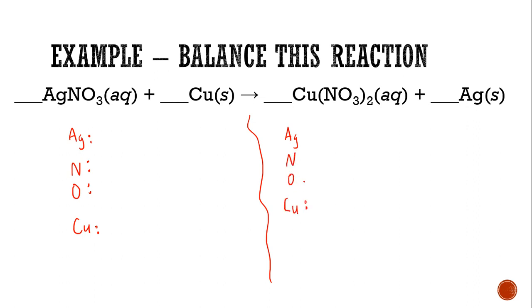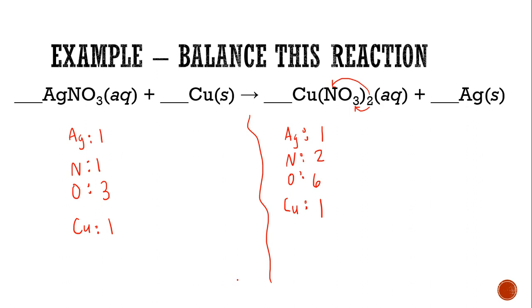You may have to take out a piece of paper and do this on a scratch piece of paper, and that is fine. Now, the next thing I'm going to do is count up how many of each element I have. Here I have 1 silver, 1 nitrogen, 3 oxygen, and 1 copper. Over here I have 1 copper, and then 1 silver, and then here it's showing that I have 2 nitrogen and 6 oxygen.